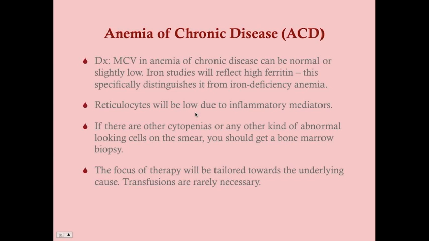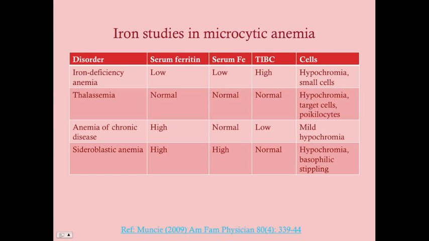Okay, so this is just a recap of the iron studies in microcytic anemia, mostly looking at in thalassemia that we've got normal iron studies because this isn't a disease of hemoglobin formation, namely. It's a disorder of globin production. And with sideroblastic anemia, you can't incorporate iron, and so because you can't incorporate iron into that heme, iron is going to be backed up, and you're going to have excess serum ferritin to hold it and high serum iron.